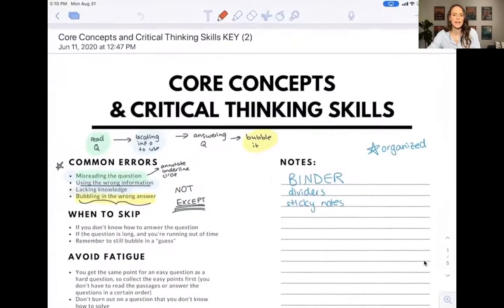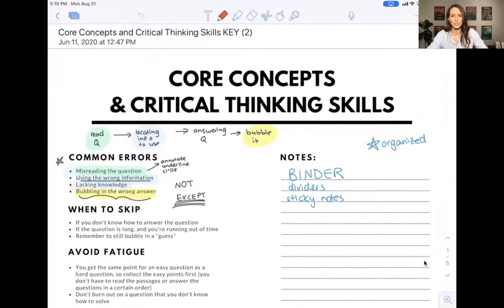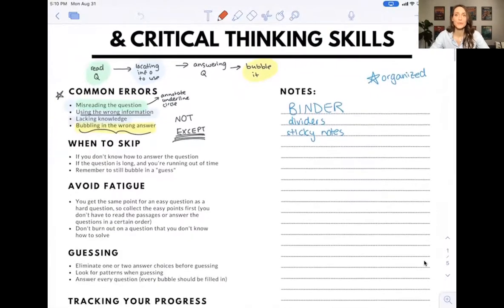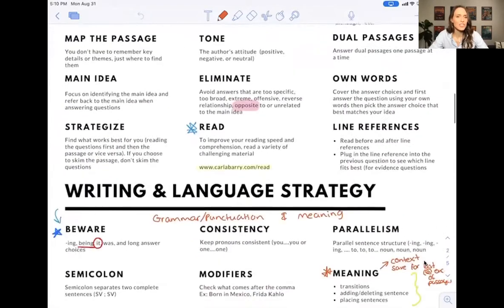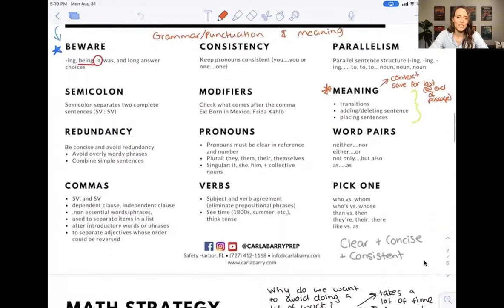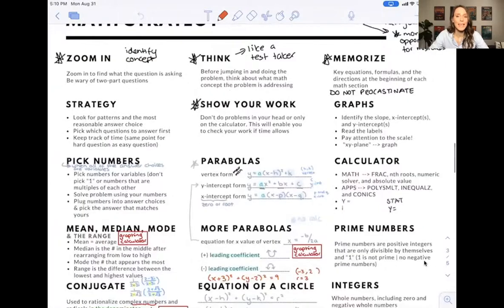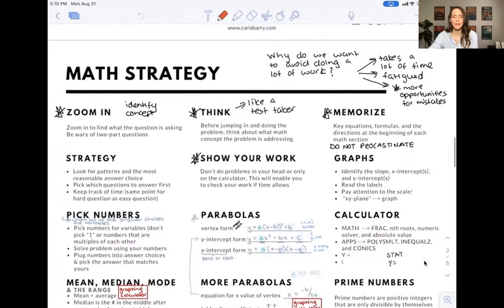So in this handout, you'll see on the first page, just basic strategy for each section of the SAT. So just how do you take a standardized test like the SAT? On the next page, you'll see it's broken up into reading strategies and writing and language strategies. And then the last page, front and back, is all about the math section. And these are the math core concepts that you really absolutely have to know when you're taking the SAT. So I don't like busy work at all.